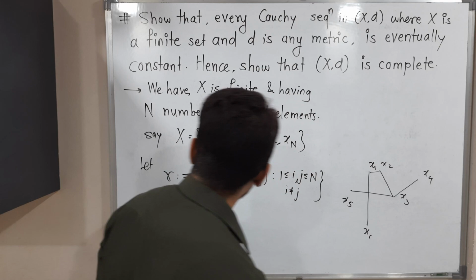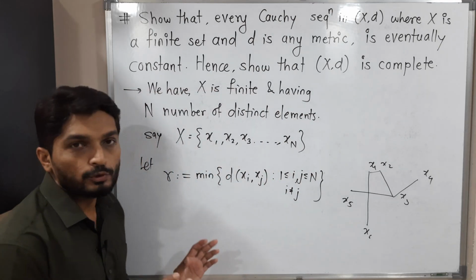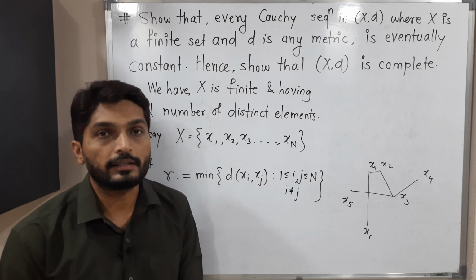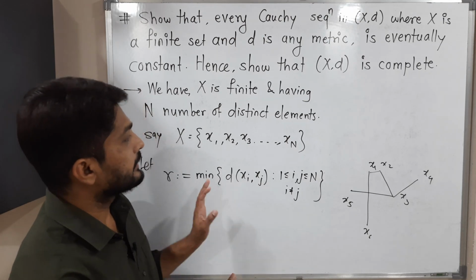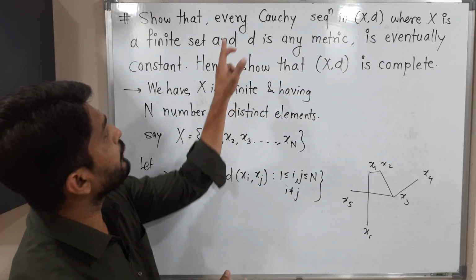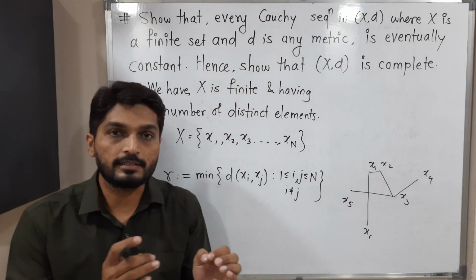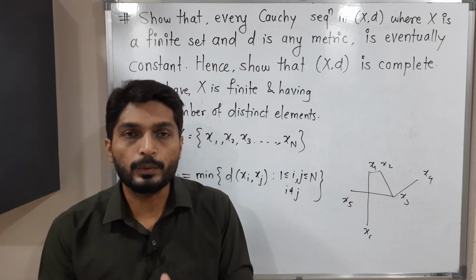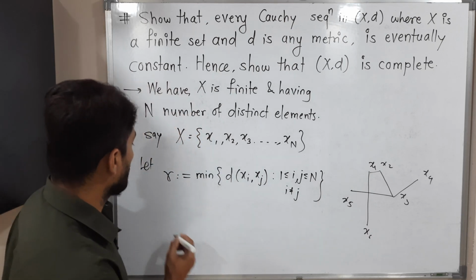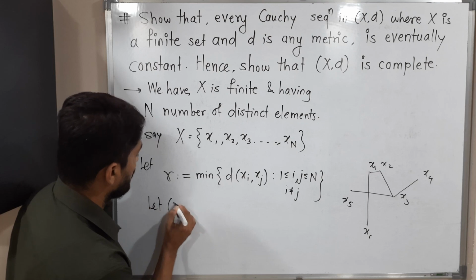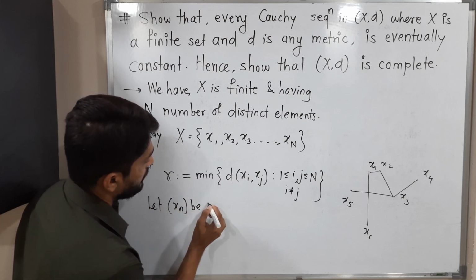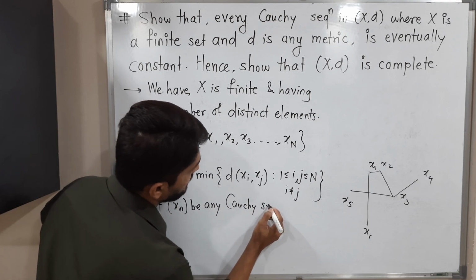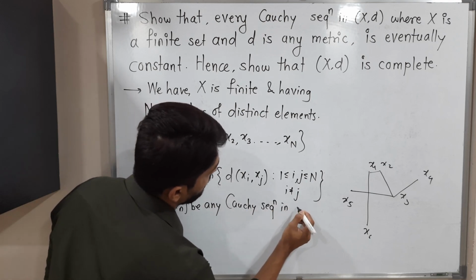Let us continue. So in this way I have chosen my r. Obviously it is greater than 0, strictly greater than 0. And in this way I have defined r. So what we have to prove? We have to prove that every Cauchy sequence is eventually constant. So let us start with one Cauchy sequence and we will prove it is eventually constant. Let (xn) be any Cauchy sequence in the metric space (X, d).